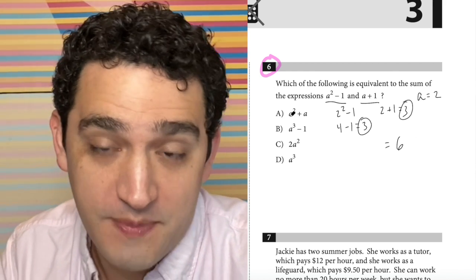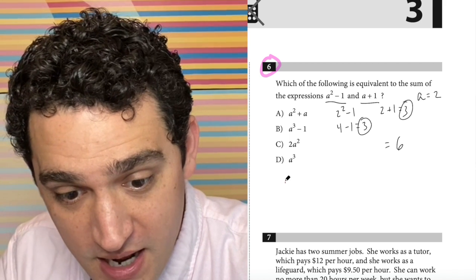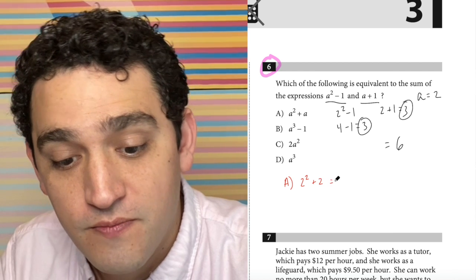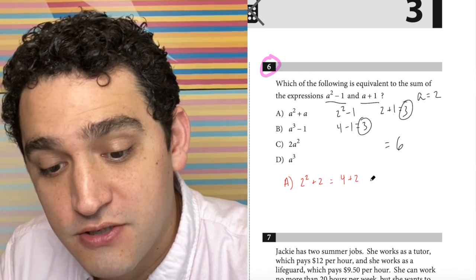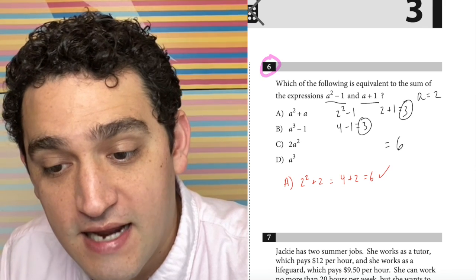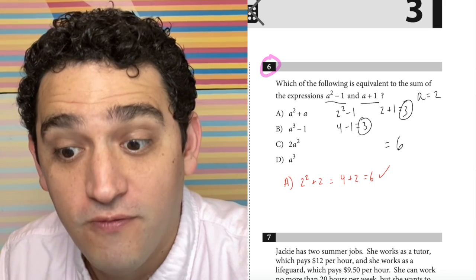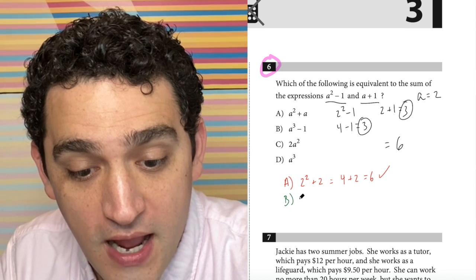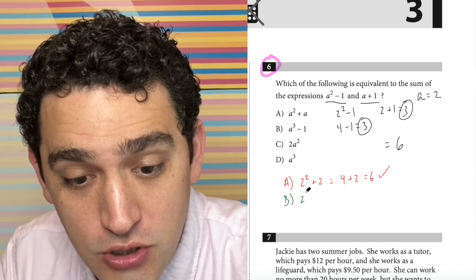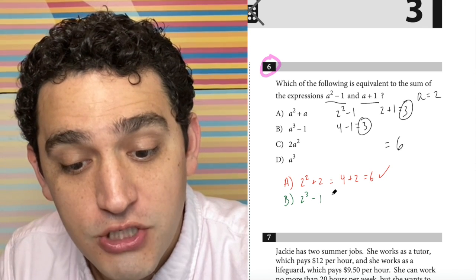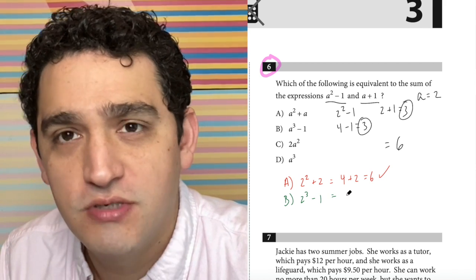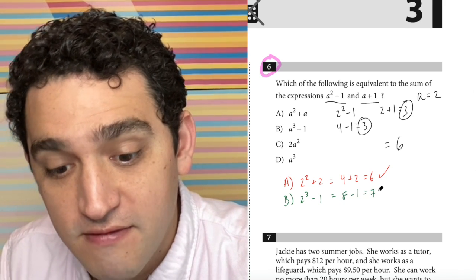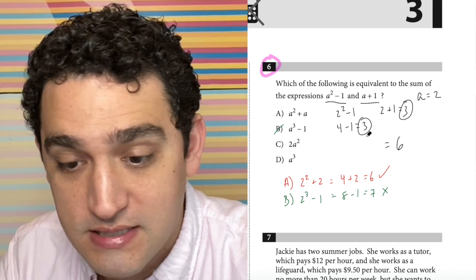So, option A, we plug in 2 for a. We have 2 squared plus 2. That equals 4 plus 2, which is 6. Ta-da! But we have to check all 4. That is the deal we made. With B, we plug in 2 for a, where we have a cubed. That's 2 cubed minus 1. 2 cubed, as you guys know, is 2 times 2 times 2. That's 8. Minus 1 is 7. That is not 6. We cross it out.